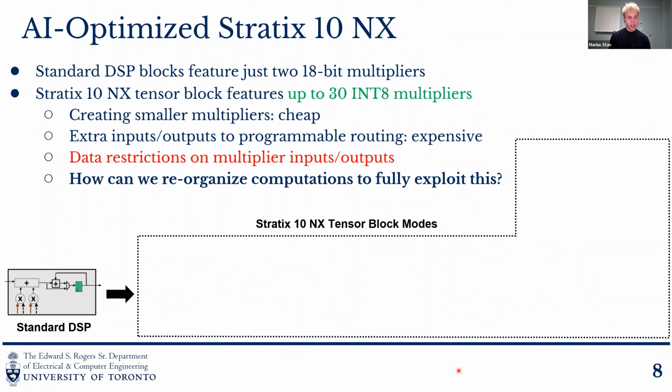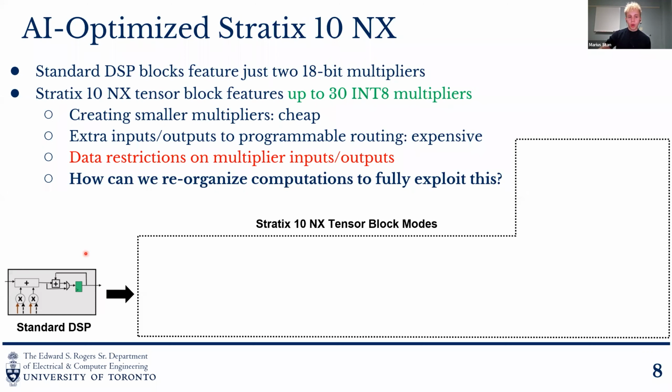Now, in this work, we take advantage of the AI-optimized Stratix 10-NX. How this differs from a regular FPGA is instead of having these standard DSP blocks, which feature just 2 18-bit multipliers as shown here, we instead have a tensor block, which takes up about the same amount of area on chip as a DSP block, but it has 30 8-bit multipliers. Creating these smaller multipliers in hardware is relatively cheap, but all the extra inputs and outputs, the programmable routing we would need to use these multipliers in the same way as a DSP block, are very expensive. What this results in is data restrictions on the multiplier inputs and outputs. And so the question becomes, how can we reorganize computations to fully exploit this?